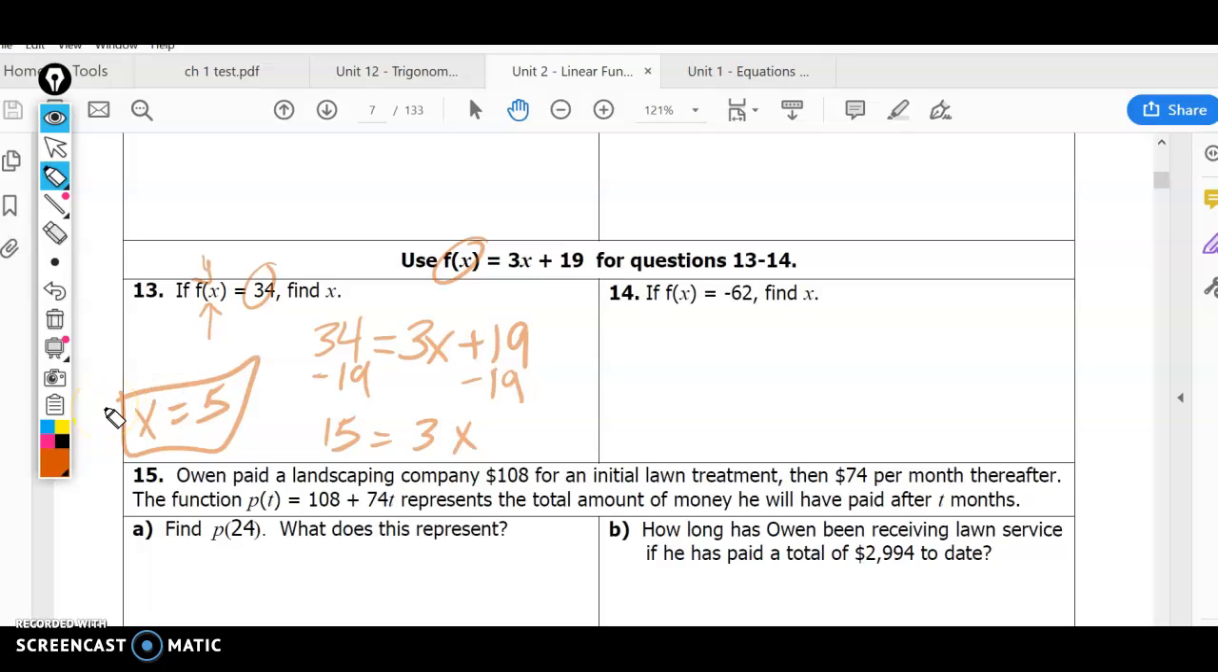If you want to try some more practice problems on these pages, you can. We're going to go over some more of these notes tomorrow real quick before we do our activity.